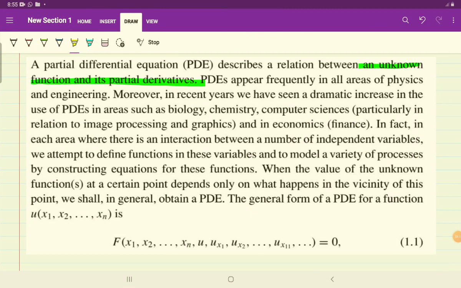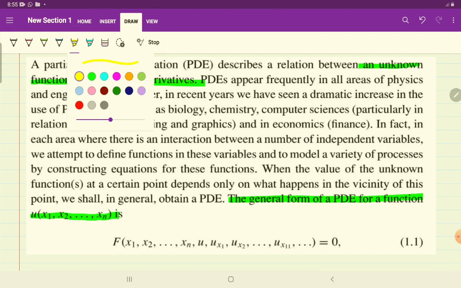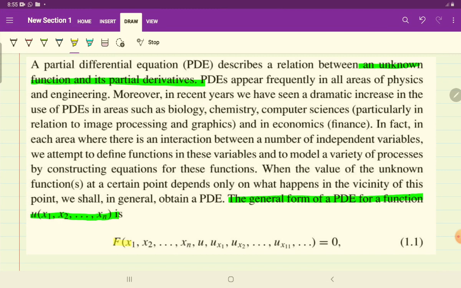So first of all we have to identify the general form of a PDE. The general form of a PDE of an unknown function u of x1, x2, etc., xn is given by F of x1, x2, etc., xn, u, u_x1, u_x2, etc., u_x1x1, etc., equal to 0. That is taken as equation 1.1.